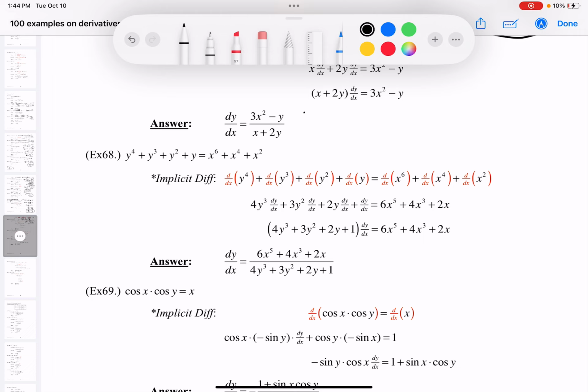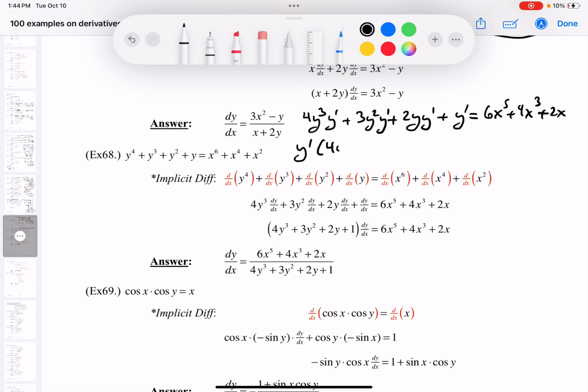All right, so let's write this down. So it's going to be 4y cubed y prime plus 3y squared y prime plus 2y y prime plus the derivative of y, which is just simply y prime. What does that equal? 6x^5 plus 4x cubed plus 2x. All right? Factor out y prime. What do you get? 4y cubed plus 3y squared plus 2y plus 1 equals 6x^5 plus 4x cubed plus 2x.